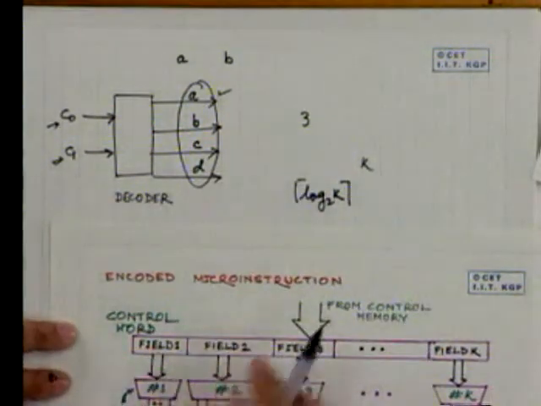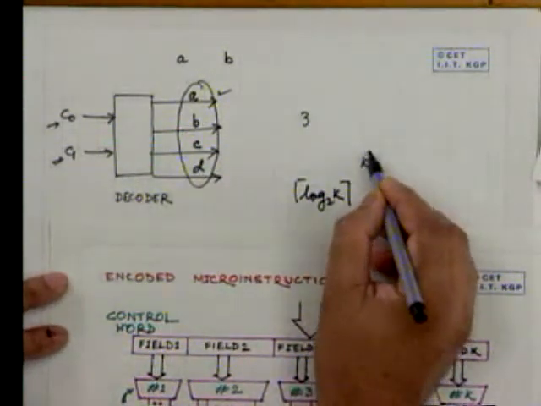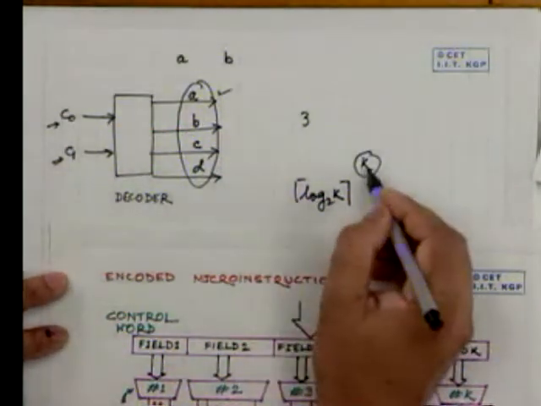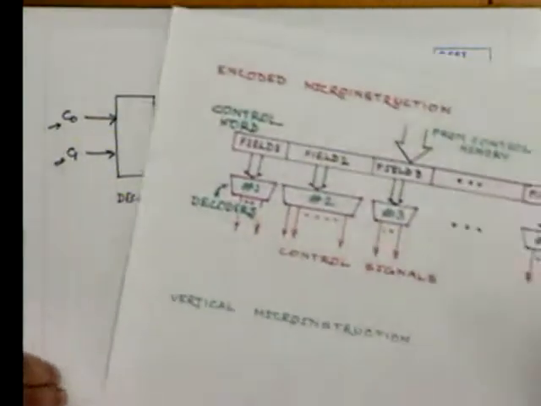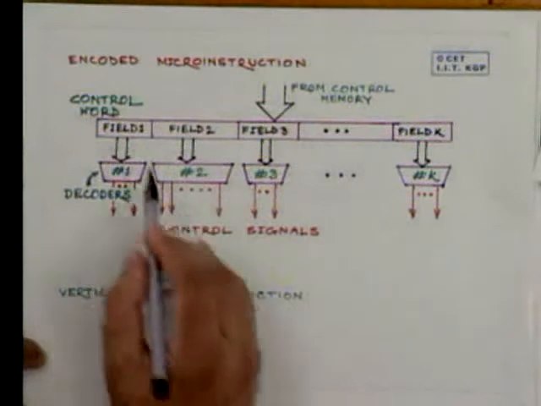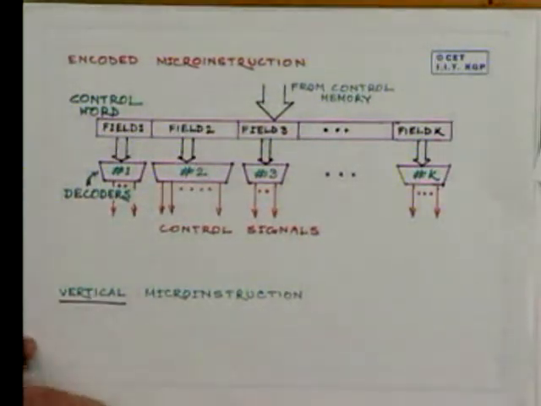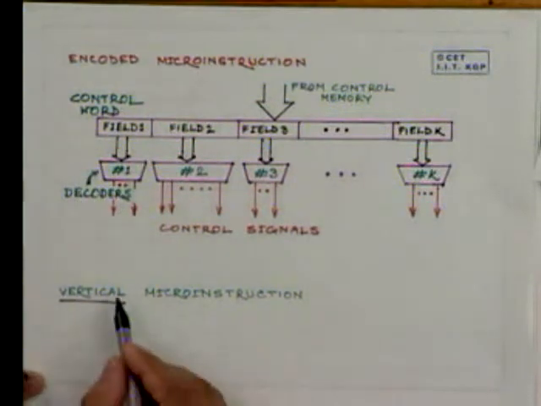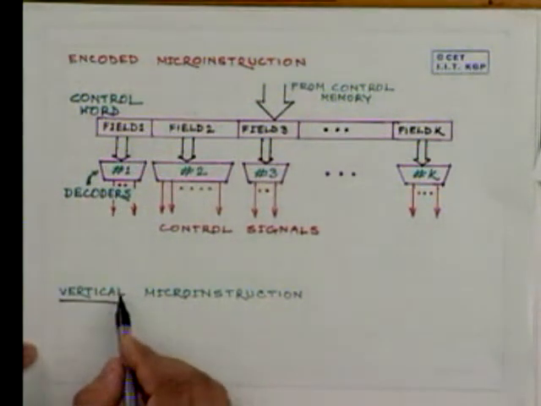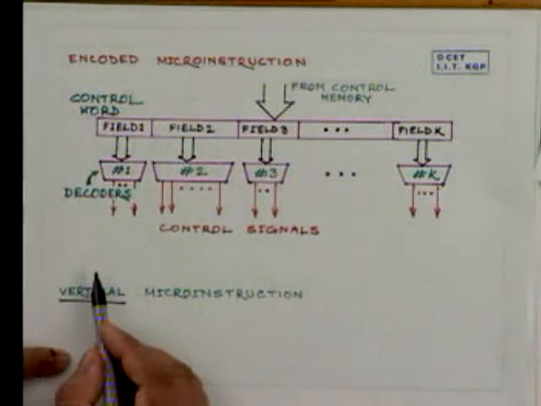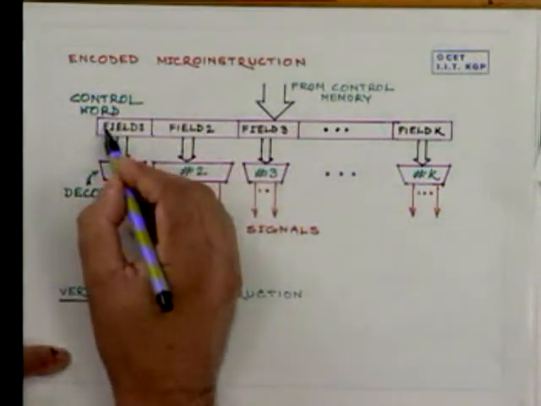That many bits is needed to have k control points energized, right? Now with this, we can reduce the number of fields in that control word, and such a situation we call a vertical micro instruction, in contrast to, as I said earlier, the horizontal micro instruction, where we have a bit for each control point in the control word.